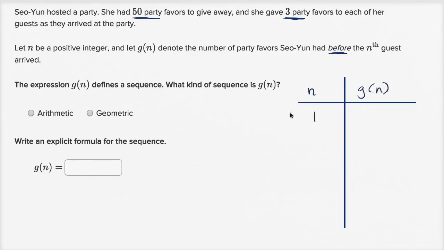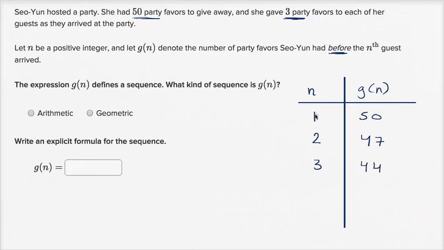So when n is equal to 1, g of 1 is going to be the number of party favors Siu Yun had before the first guest. Well, before the first guest, she had 50 party favors. Now the second guest comes. Now the number of party favors she had before the second guest, well, she had to give 3 to the first guest, so she's now going to have 47 party favors. Now when n is equal to 3, how many party favors did she have before the third guest? Well, she would have had to give party favors to the first and second guests, who each got 3. So she would have 44. And I think you see the pattern.